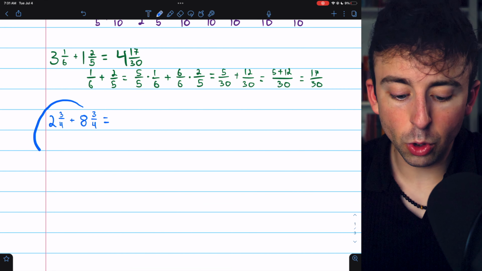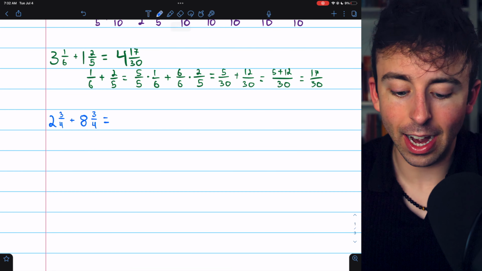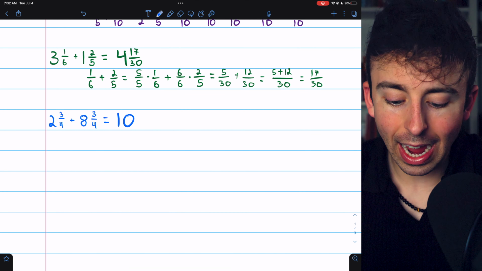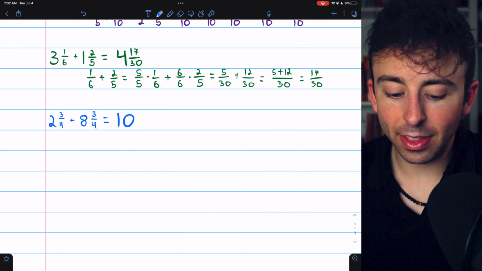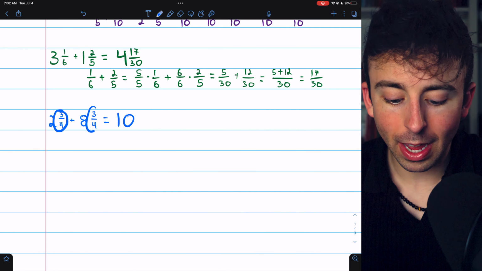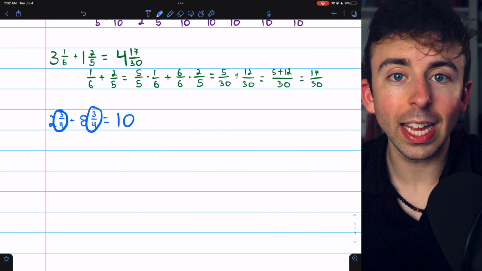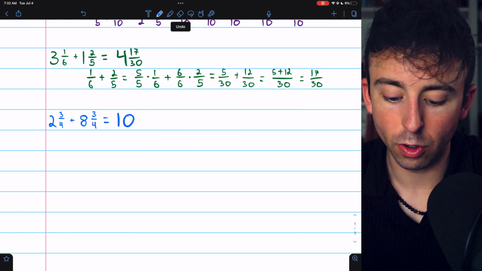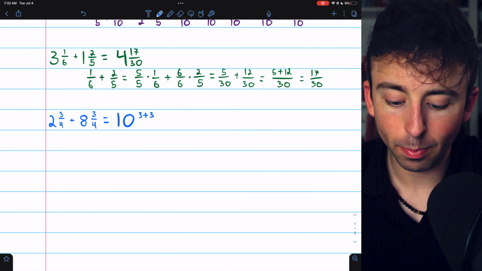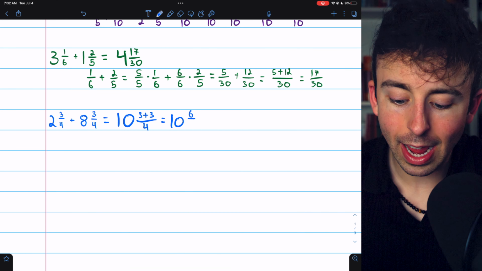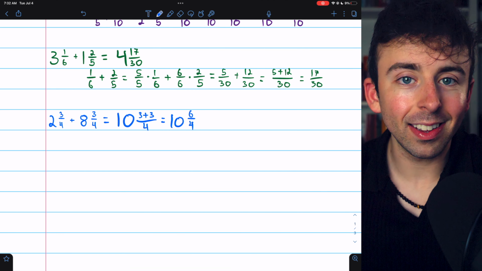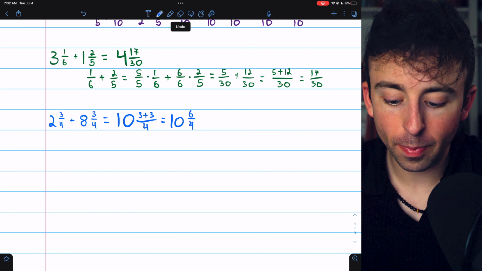Last example, 2 and 3/4 plus 8 and 3/4. Again, we can add the whole numbers together first. 2 plus 8 is 10, and then the fractions. In this example, they have the same denominator, so we can add them together just in the numerator. That's going to be 3 plus 3 over 4. That, of course, is equal to 10 and 6/4. But then we need to simplify this fraction.